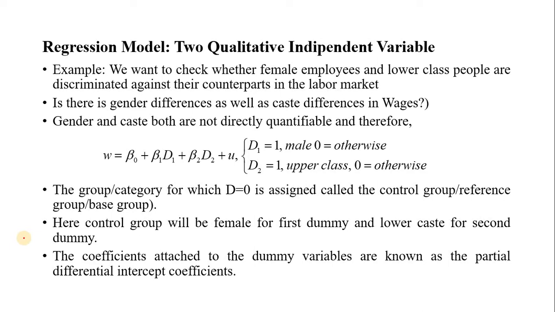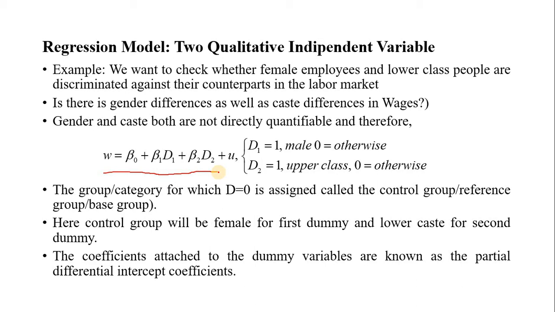Okay, so W is equal to beta 0 plus beta 1 d1 plus beta 2 d2 plus u. Earlier we had only one dummy, so we expressed beta 0 plus beta 1 d. Here we have two dummies, so W is equal to beta 0 plus beta 1 d1 plus beta 2 d2 plus error term. Okay, then how can we assign the values 0 and 1 for this gender dummy as well as this caste dummy?